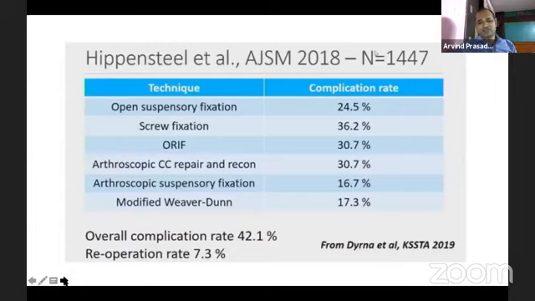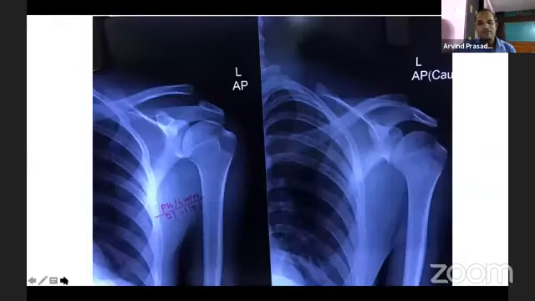And recently, in 2018, in the American Journal of Sports Medicine, the complication rate was assessed with all these methods for acute repair of the AC joint. The open suspensory method had around 25%, and the screw and the open methods had a high rate of complications. Arthroscopic CC repair and reconstruction, if both are done, was 30%. Then arthroscopic suspensory fixation had 15%.